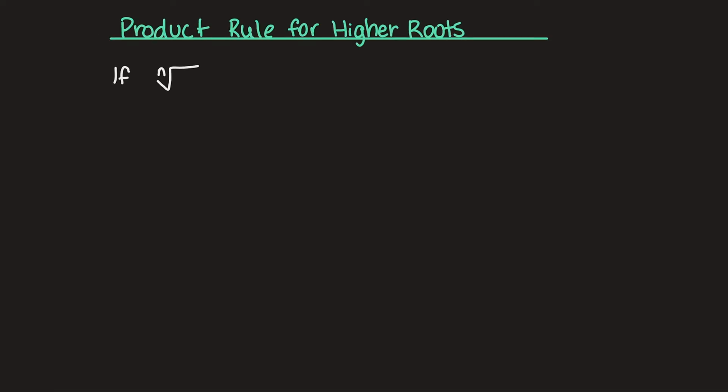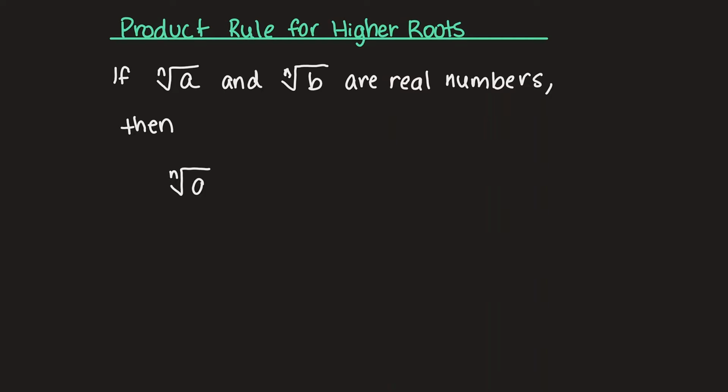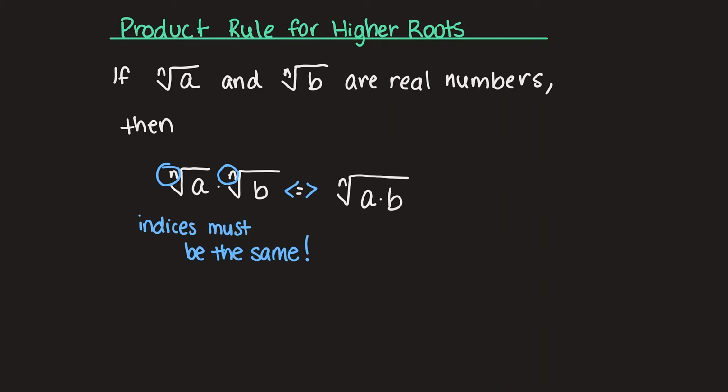So if the nth root of a and the nth root of b are real numbers, then the nth root of a times the nth root of b equals the nth root of a times b. And we can use this rule in either direction. Also, the indices of the radicals must be the same in order for this rule to apply.